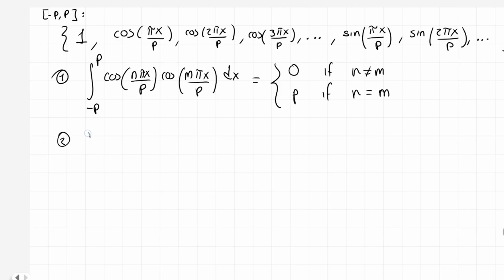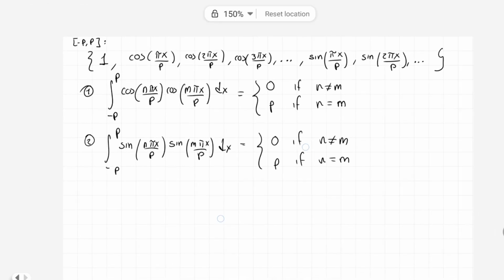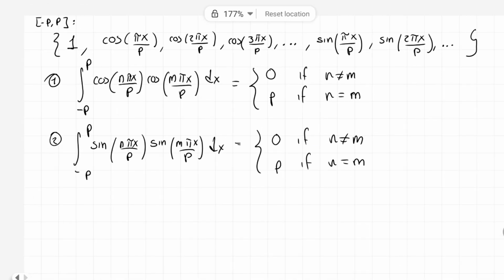The next one is the inner product between two functions that are sines: the sine of n pi x over p with the sine of m pi x over p dx. It's going to be the same as the cosine. We will have 0 if n is different from m, and p if n is equal to m. In other cases, where for example we have the inner product between the cosine and the sine, we will always get 0. And if we have the inner product of the cosine with the 1, or a sine with the 1, it's also going to be 0.